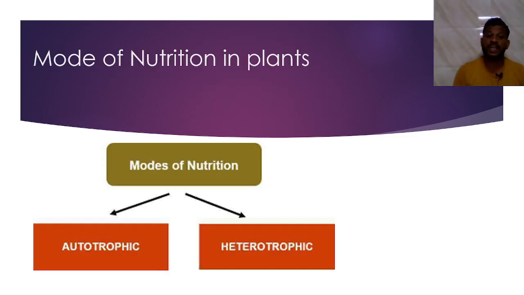Further, there are modes of nutrition in plants and animals also. Today we are going to discuss nutrition in plants. So we are going to study plant nutrition. There are two modes of nutrition in plants. One is autotrophic nutrition, another one is heterotrophic nutrition. These are the two types of nutrition mode in plants.